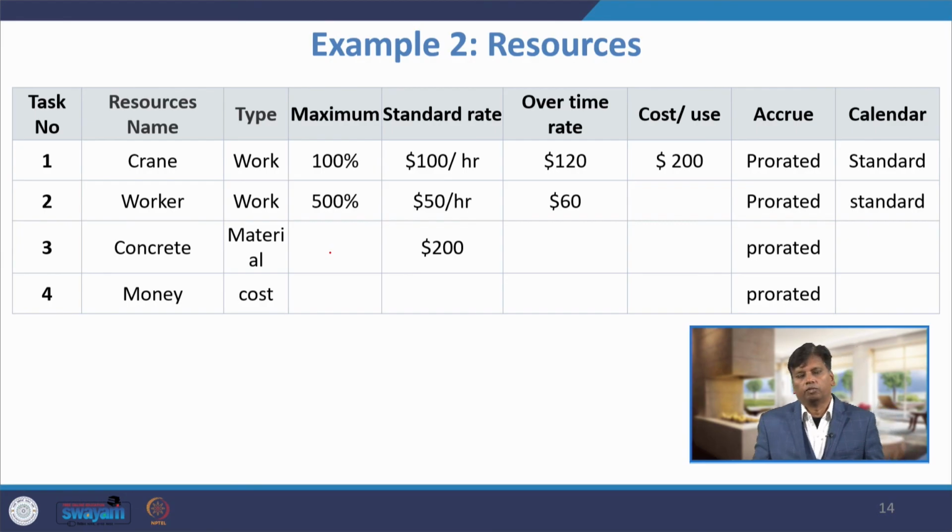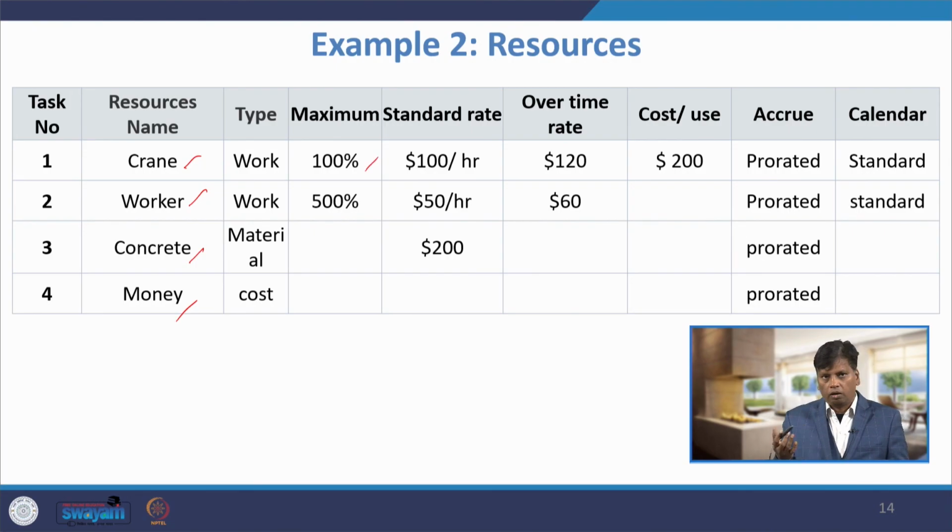Next, when you open MS Project, you will get a resource sheet. I am considering 4 resources. One is the crane, then worker, then the concrete and money. In MS Project there are 3 types of resources we can allocate. One is work, then material, and the third one is cost.